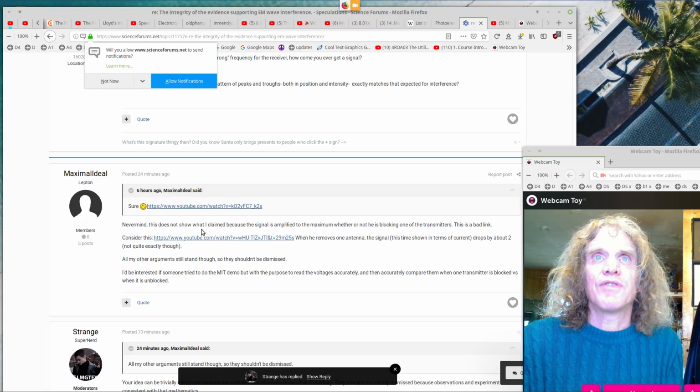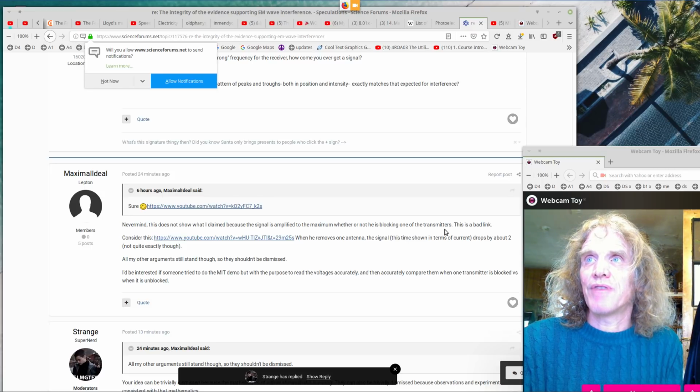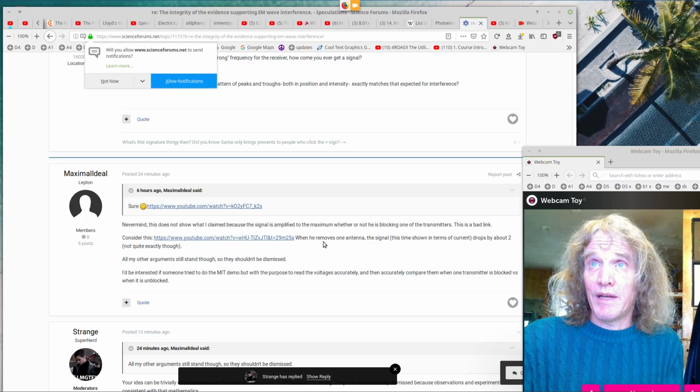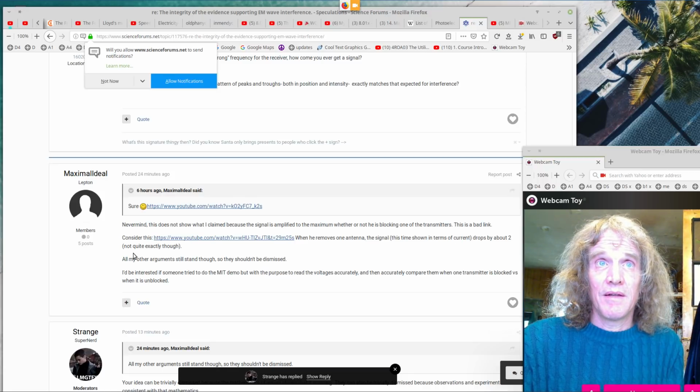This does not show what I claimed because the signal is amplified to the maximum whether or not he is blocking one of the transmitters. This is a bad link. Oh, cool. Consider this. Okay, I will later. When he removes the antenna, the signal, this time shown in terms of current, drops by 2. But not quite exactly though.